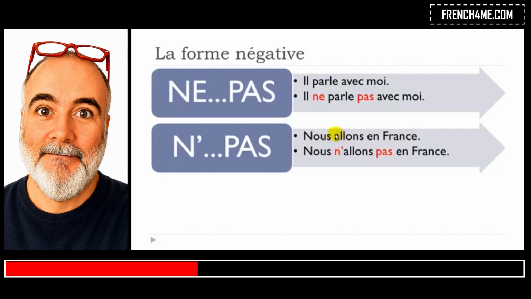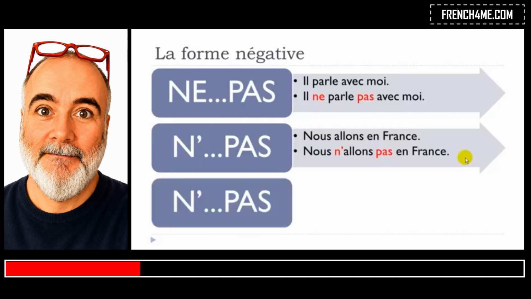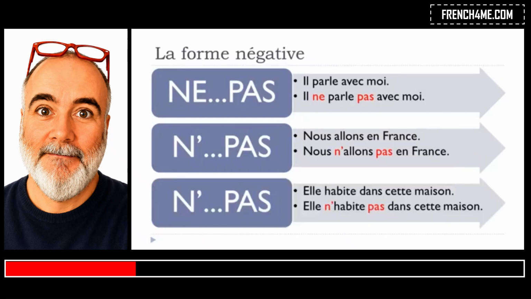Here, the first letter is a. Remember the rule. If it starts with a vowel, like here, you will have to drop and take away the e of ne. So that's the reason why we've got this n apostrophe like that. N'allons. Nous n'allons. And then you don't really need to think. You just put this pas after the verb, en France. Nous n'allons pas en France. And that's it.